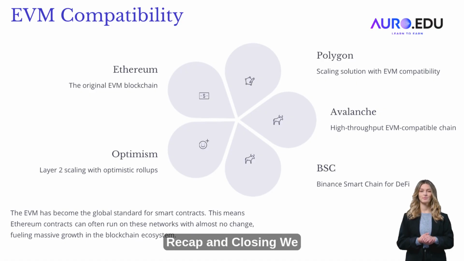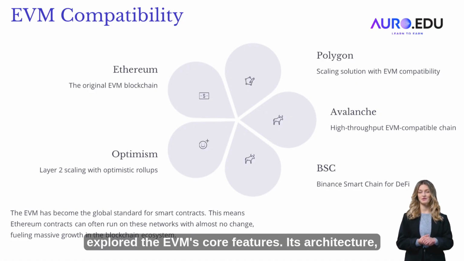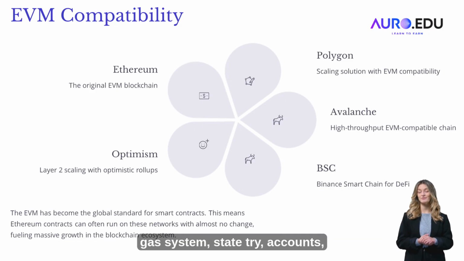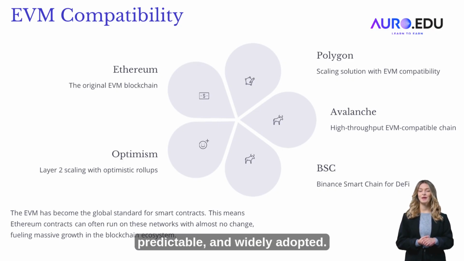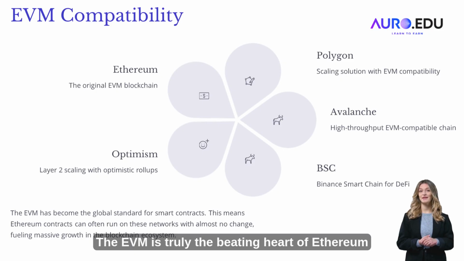Recap and closing. We explored the EVM's core features: its architecture, gas system, state trie, accounts, calls, contract creation, logs, bytecode, precompiled contracts, and chain compatibility. Together, they make Ethereum secure, predictable, and widely adopted. The EVM is truly the beating heart of Ethereum and beyond.